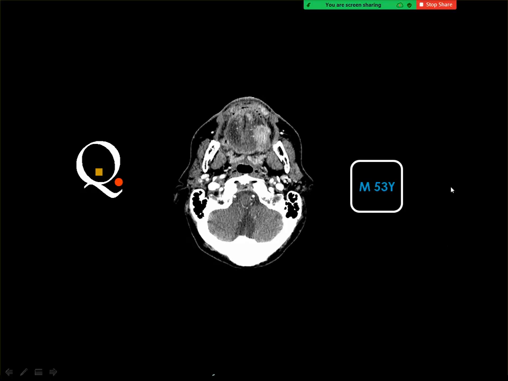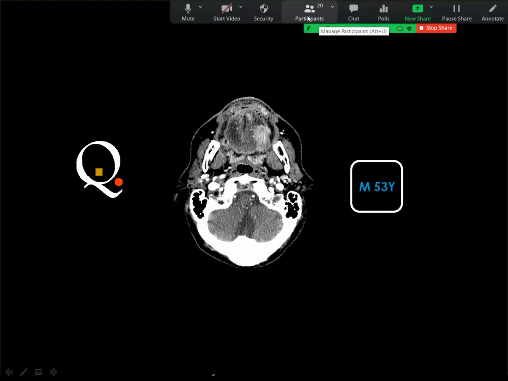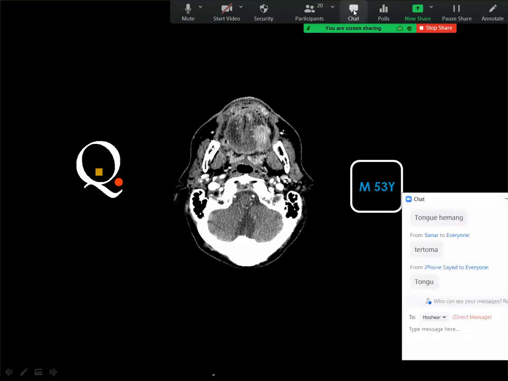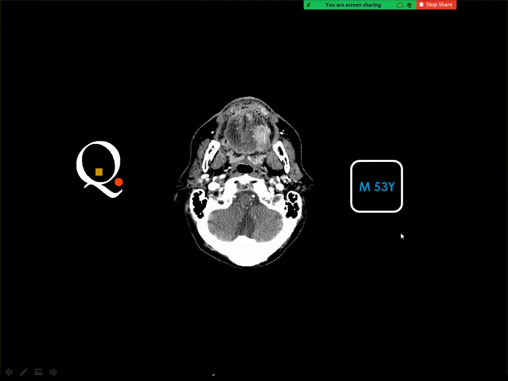A 53 years old male with a lesion at the... at what? Yes, at the tongue, and this is of course a tongue carcinoma. This enhancing lesion on the left side of the tongue is carcinoma until proved otherwise. What are diagnostic possibilities? Lymphoma and metastasis.